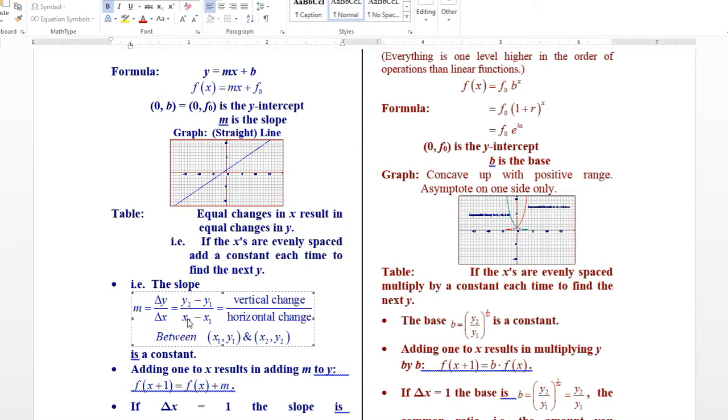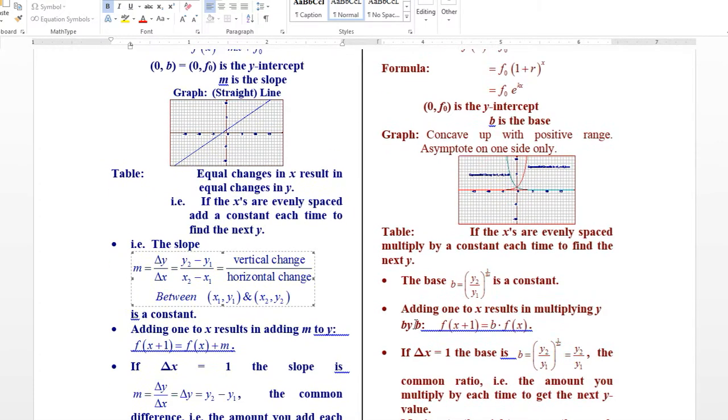The difference in y divided by the difference in x is to find the slope here. To find the base here, you divide the 2 y's, but then you take the delta x root. A root is one level higher than a division. Division is one level higher than the subtraction in the order of operations. So adding 1 to x results in adding m to y recursively over here on the linear, and so adding 1 to x is multiplying by b in the recursive form over here for the exponential.